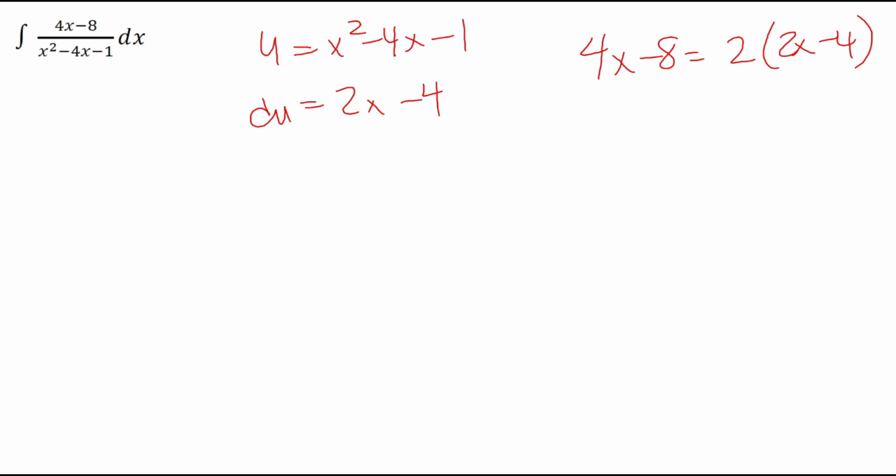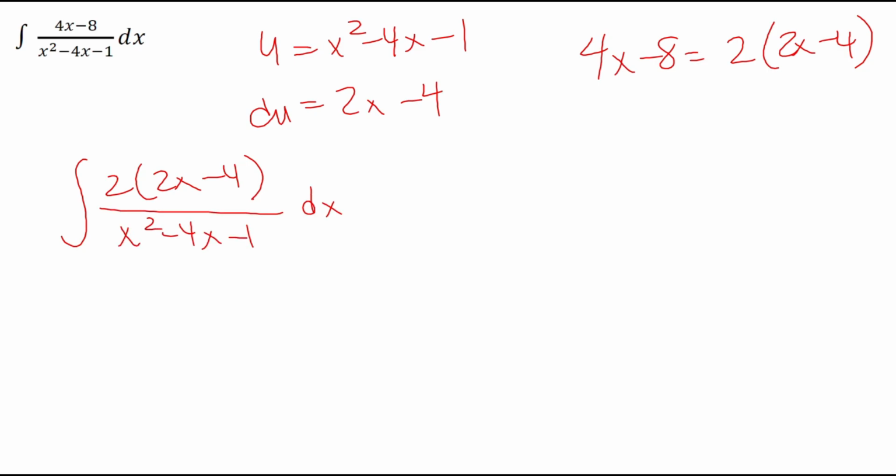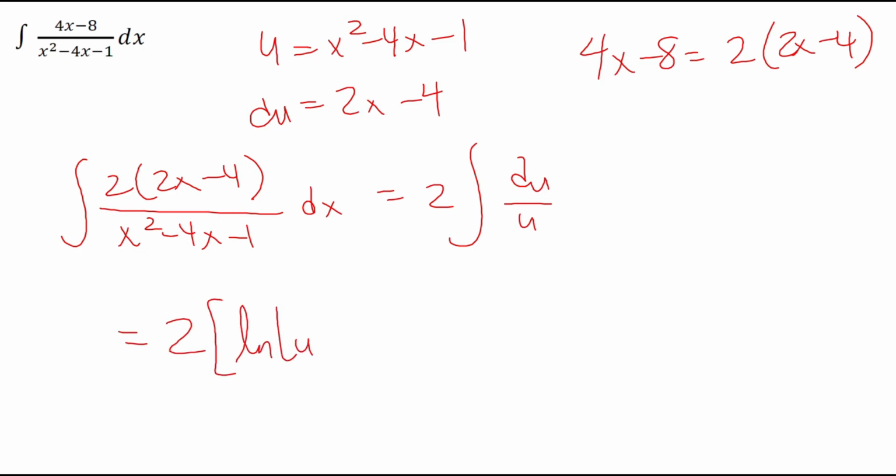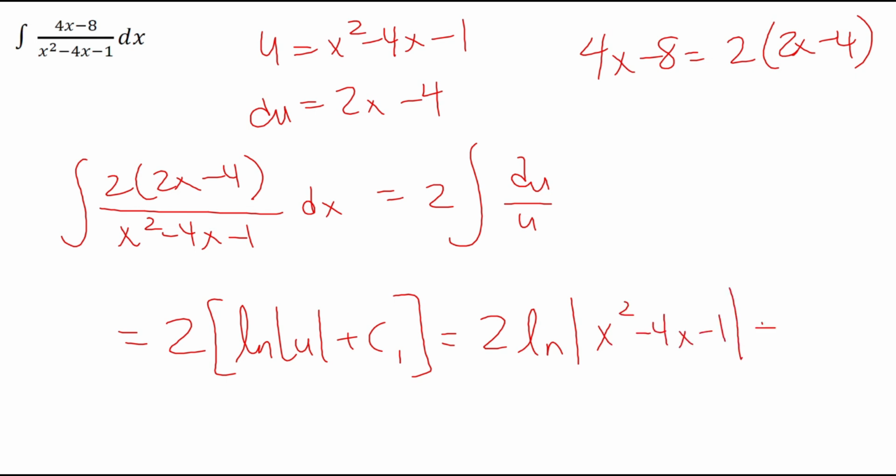So really what I've got is the integral of 2 times 2x minus 4 over x squared minus 4x minus 1 dx. And I can then just pull the 2 that's inside out if you want to, and then rewrite this as du over u. So our integral is just 2 times the natural log of the absolute value of u plus a constant, which is 2 natural log absolute value of x squared minus 4x minus 1 plus a constant.